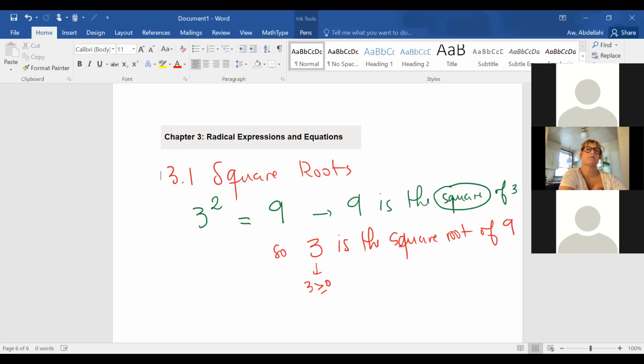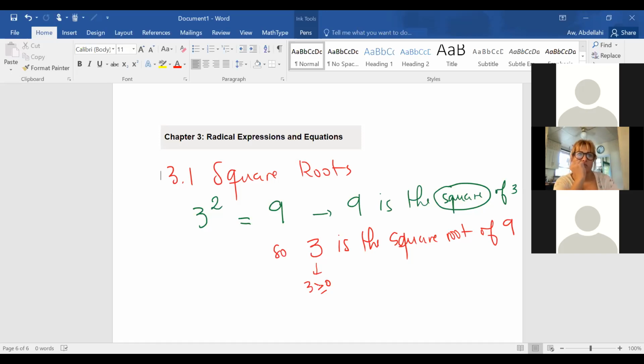When we ask what is the square root of 9, we are asking what number we square to get 9. That's what square root means. So for instance, if I ask you, what is the square root of 25? What are you going to answer me? What is the square root of 25? It is 5, right? What number we square to get 25 is 5.